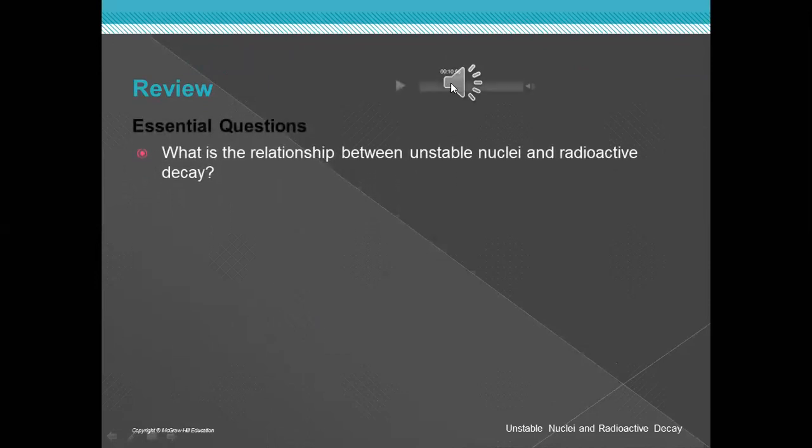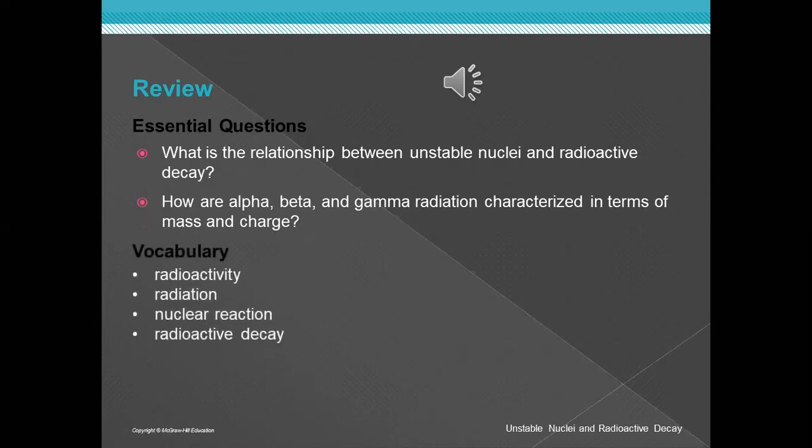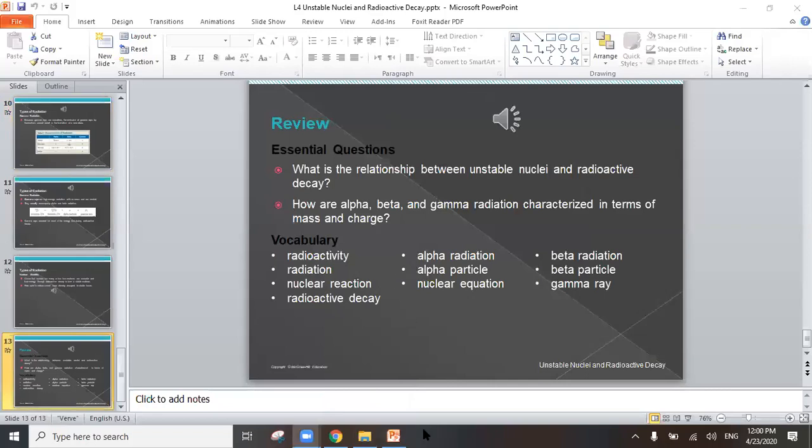After that, I think we finished the lesson. That is the essential question we started before. Listen, please, before answering the questions on the lesson at the McGraw-Hill site. Review. Essential questions. What is the relationship between unstable nuclei and radioactive decay? How are alpha, beta, and gamma radiation characterized in terms of mass and charge? Vocabulary. Radioactivity. Radiation. Nuclear reaction. Radioactive decay. Alpha radiation. Alpha particle. Nuclear equation. Beta radiation. Beta particle. Gamma ray. Okay, so I think we finished explaining this session, and we are going to go to McGraw-Hill to answer the questions about this lesson.